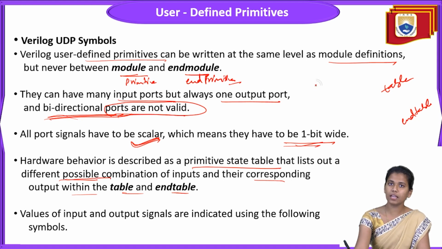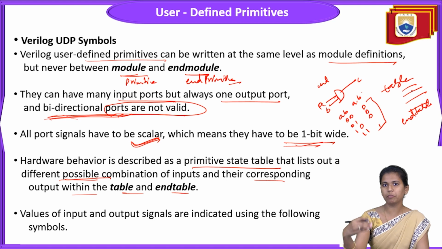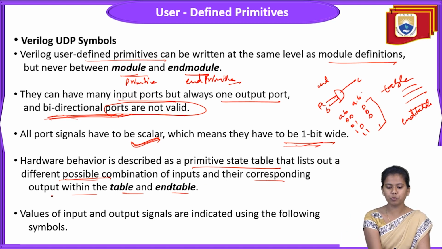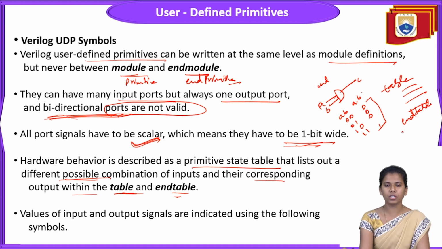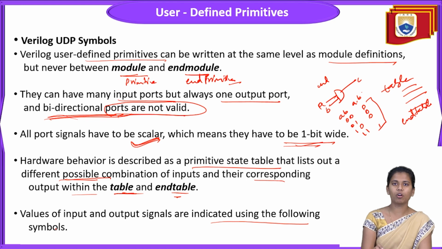For example, if you consider an AND gate, for A and B, the output is observed as C. For example, AB is 0 0, 0 1, 1 0 and 1 1. So the AND gate output is 0 0 0 1. These combinations can be mentioned in between the table and the endtable. All the corresponding outputs can be mentioned within the table and endtable in the particular UDP syntax.